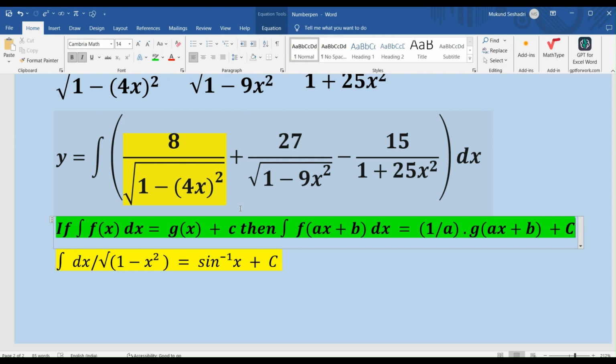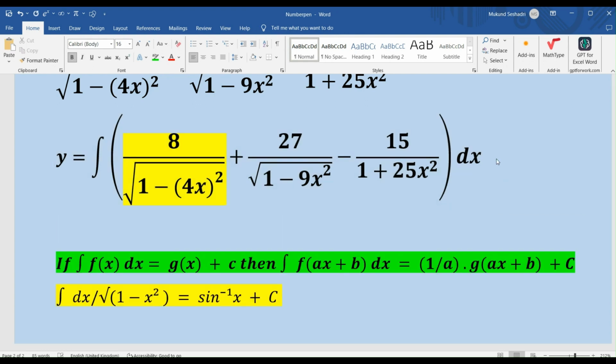So it is of the form integral of f of ax plus b, where my a is equal to 4 and my b is equal to 0, because if I equate my ax plus b to what I have in place of x, then I have 4x, right? So I can directly apply the formula that I've highlighted in green, and let me write that down for the first function.